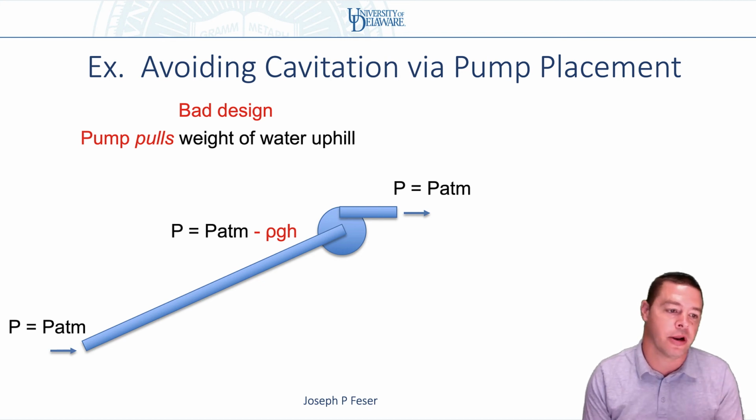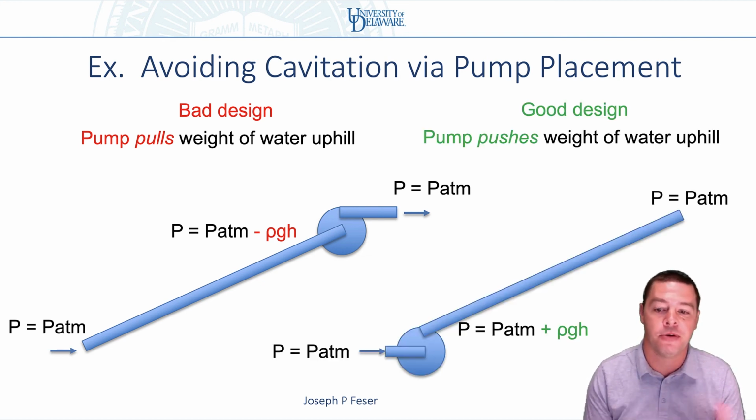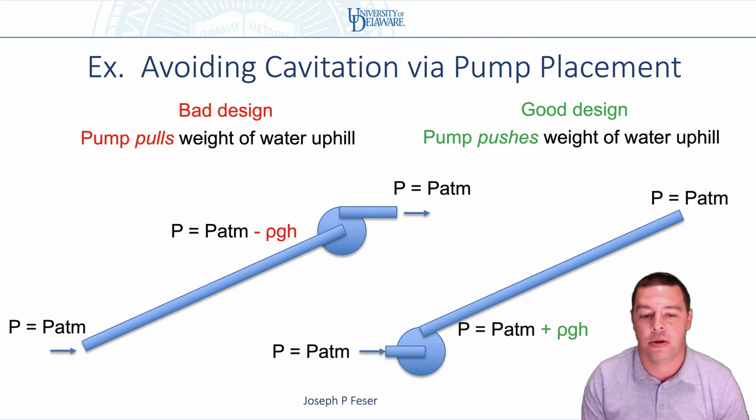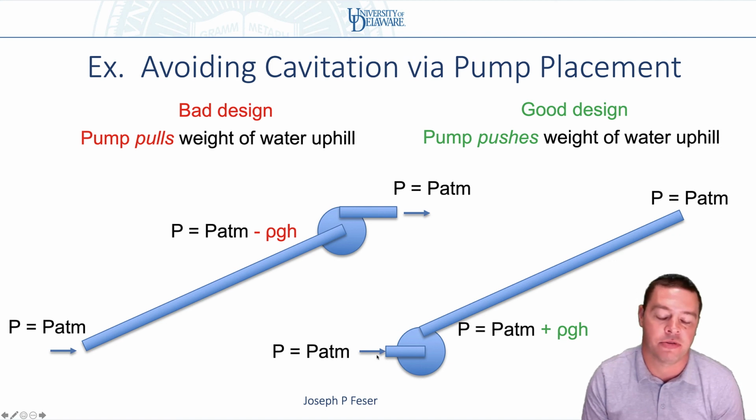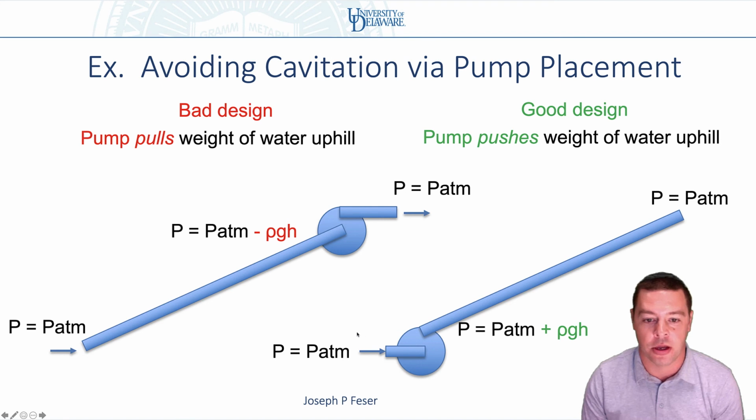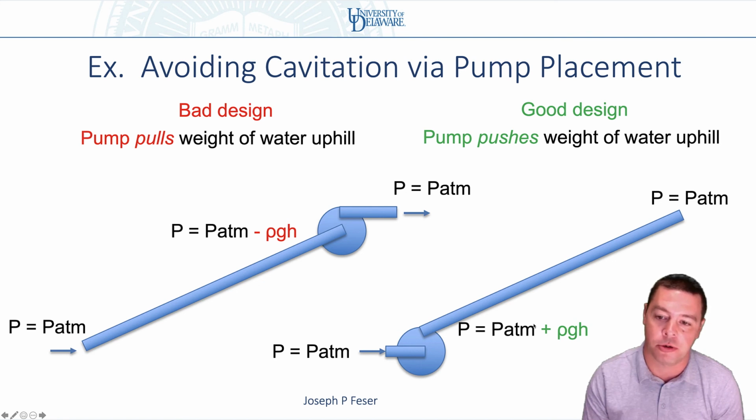So this is what I would call a bad design. If you need to get water up a hill, it's always better to put your pump on the backside so that your pump is pushing water uphill. Why is that? If your inlet is coming from atmospheric pressure, like a pond or something, then the starting pressure of your pump is atmospheric pressure, and on the other side, it's atmospheric pressure plus some extra amount provided by the pump.